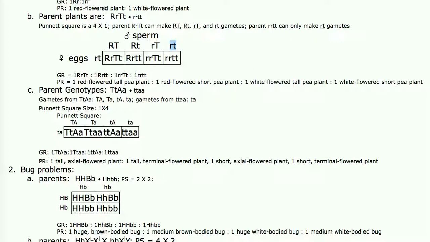The other plant, the little r, little r, little t, little t, can only produce one combination of r's and t's: little r with little t. So when you fill in the Punnett square, you get 4 possible offspring, one of each. The GR is one of these to one of these to one of these to one of these. And the PR, that's what they look like: 1 red flowered tall, 1 red flowered short, 1 white flowered tall, 1 white flowered short. And that's letter B completed.